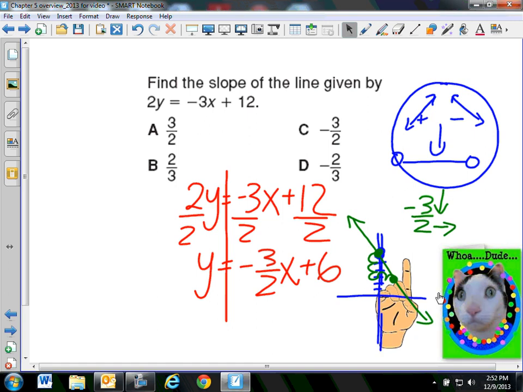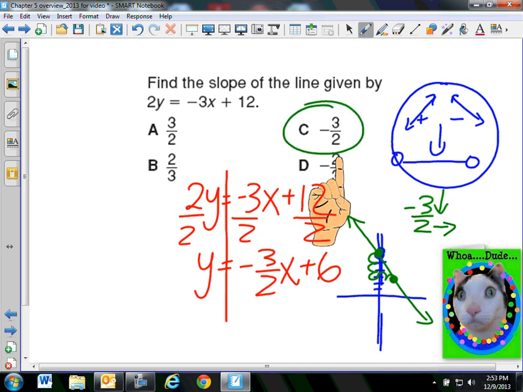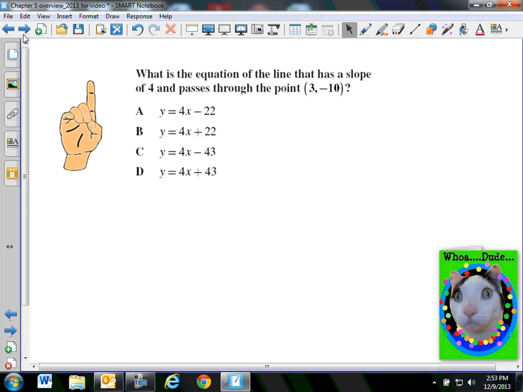Quick announcement, huh? Okay, so anyways, going back to this, our slope is negative 3/2. There's your answer right there, negative 3/2. Okay, sounds good? Of course.